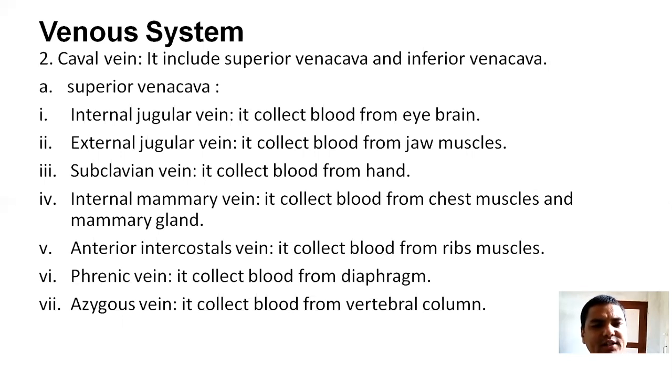External jugular vein collects blood from the jaw muscles. Subclavian vein collects blood from the hand. Internal mammary vein collects blood from the chest, muscles and mammary gland. Anterior intercostal vein collects blood from the ribs and muscles. Phrenic vein collects blood from the diaphragm. Azygous vein collects blood from the vertebral column.